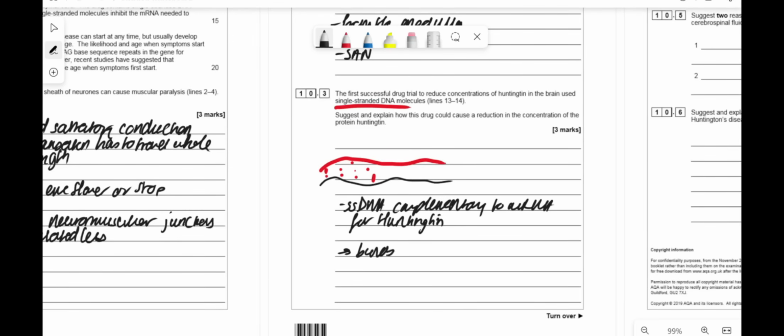Therefore, it binds and it stops translation. If you have no translation, no Huntington. The whole of this genetics topic is testing your ability to apply transcription and translation. So please go back and learn it properly if you don't understand it.